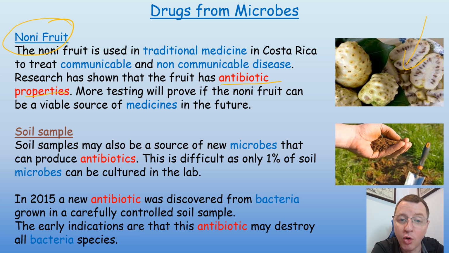Soil samples may also be a source of new microbes that perhaps could produce antibiotics, but this is very difficult because only 1% of microbes from the soil have been cultured in the lab. They seem to want very specific conditions that are difficult to replicate on an agar plate. However, in 2015, a new antibiotic was discovered from a bacteria grown in a very carefully controlled soil sample, and the early indications are that this antibiotic may destroy all bacterial species. Well, that could be very useful for treating bacterial diseases in the future.